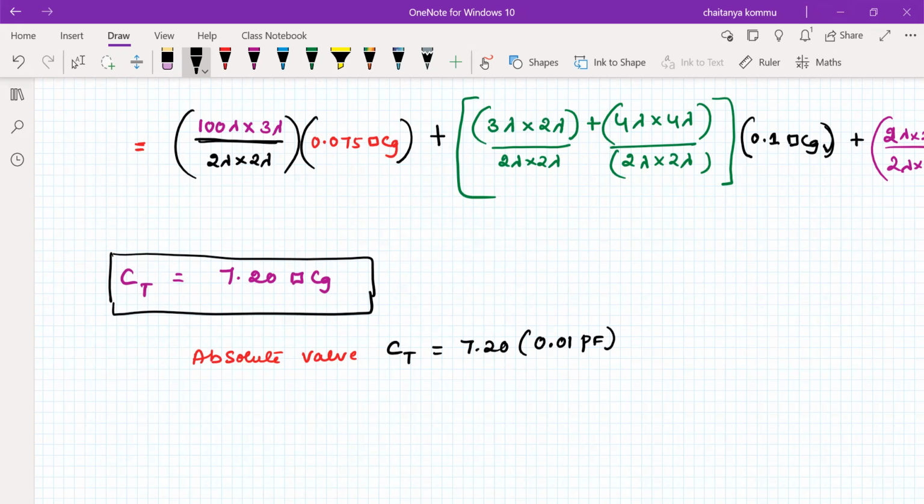So if you want to estimate the delay of any circuit, we should calculate the capacitance and the resistance of that particular piece of layout. Only then is it possible to calculate the delay of the circuit.